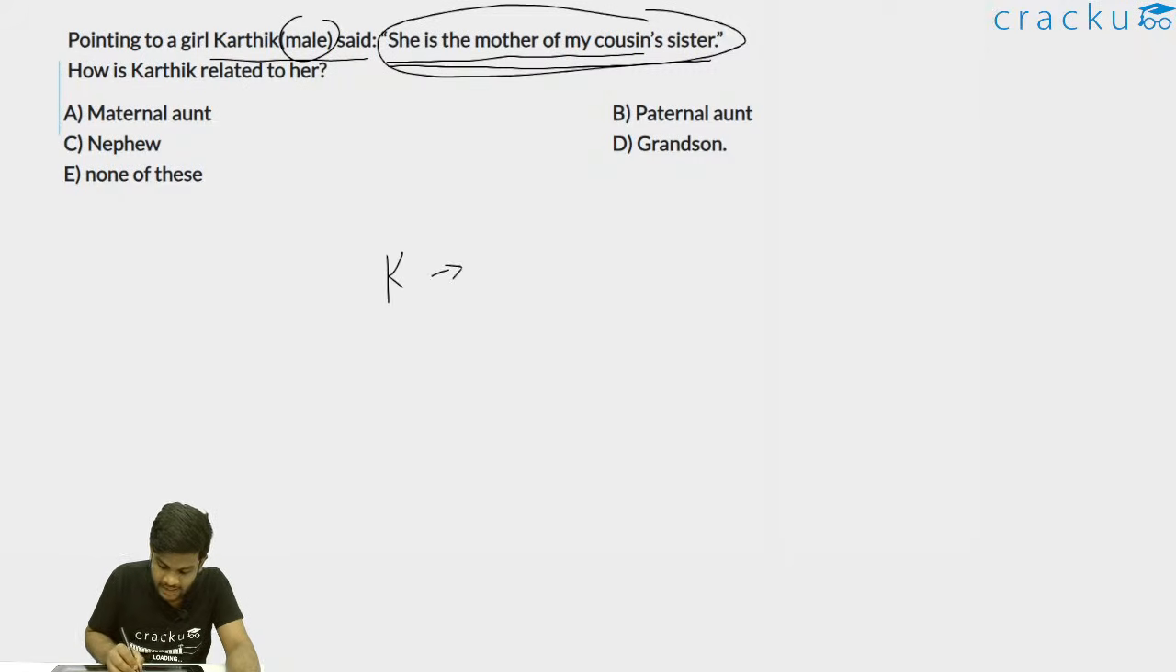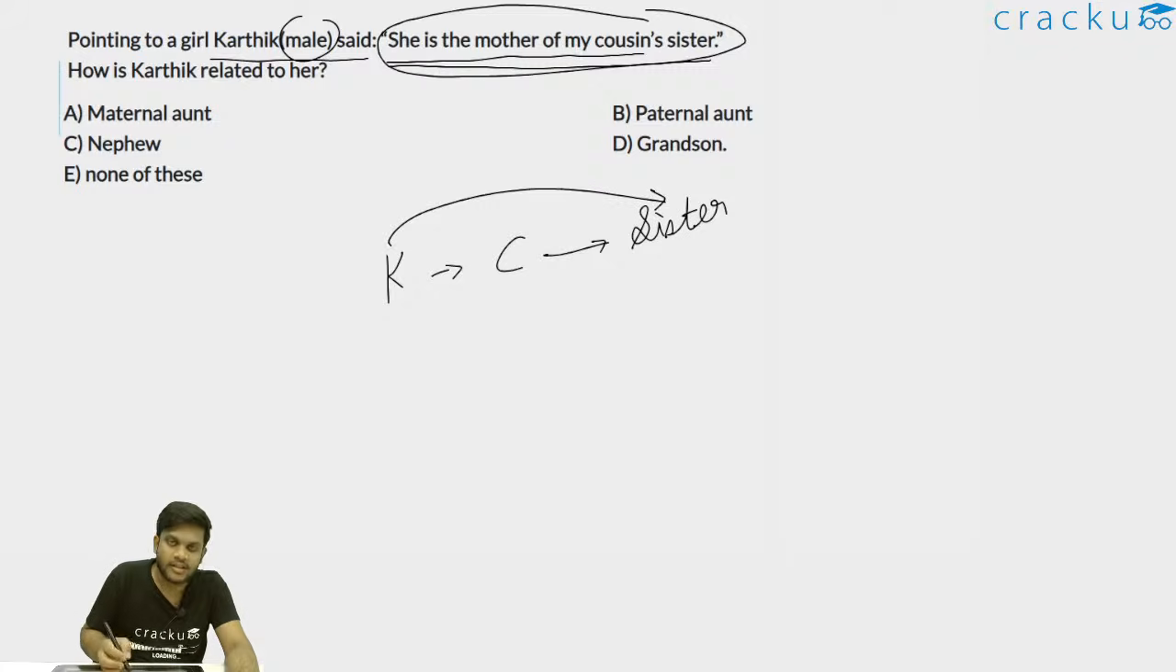So Karthik has a cousin. Now the cousin has a sister. So that means that sister is also a kind of cousin to Karthik. They all three are siblings. Now it is said that she is the mother of my cousin's sister. So that woman is the mother of this sister.